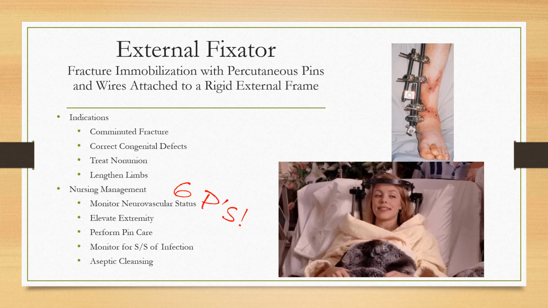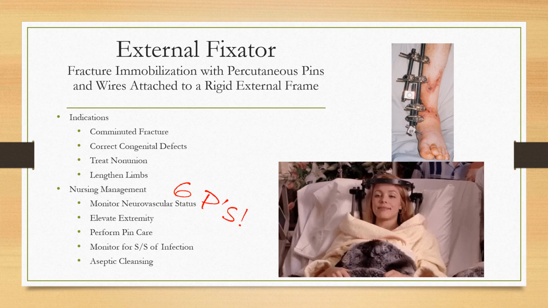Okay, so when are these used? Well, a really badly comminuted fracture with multiple fragments. Okay, just crushed bone in there. They could use an external fixator. Correcting congenital defects. So let's just say that, oh, there it is, lengthened limbs. So let's say someone has a shorter limb than the other, say a leg. Well, they can actually fracture the limb purposely, and they can lengthen it and then put an external fixator on and let it heal that way to gradually lengthen the limb.